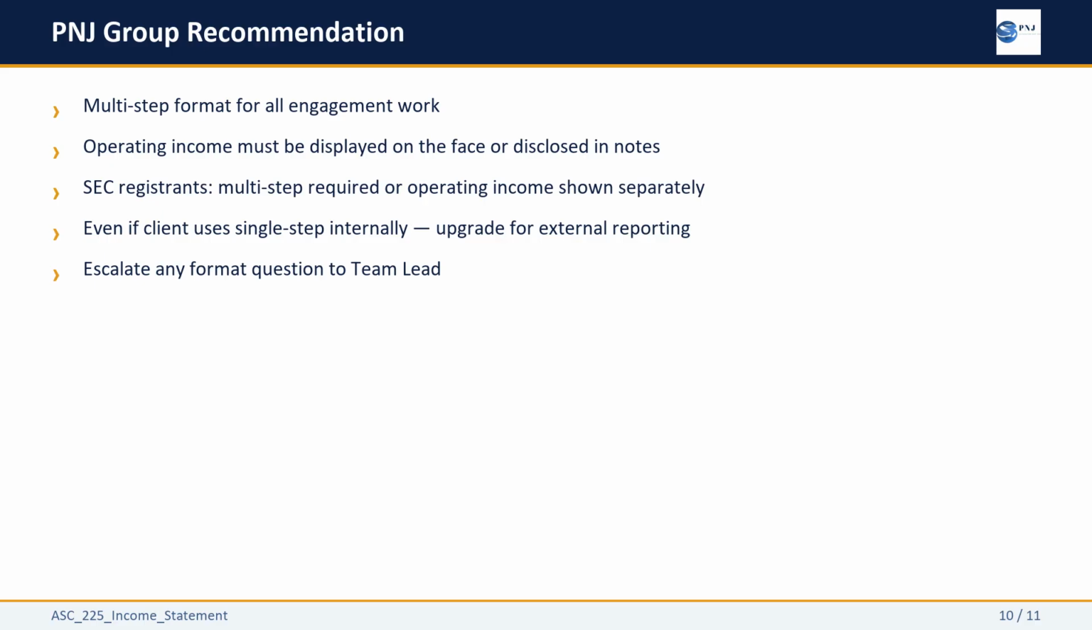PNJ Group's position is clear. Use the multi-step format for all engagement work. This is not just a preference. ASC 220 requires that operating income either be displayed on the face of the income statement or disclosed in the notes. For SEC registrants, there is essentially no choice. And even when a client uses a single-step format internally, when it comes to external reporting, you should be recommending the multi-step. If you encounter a situation where this is unclear or contested, that is a team lead conversation.